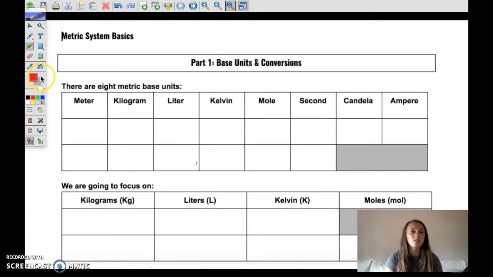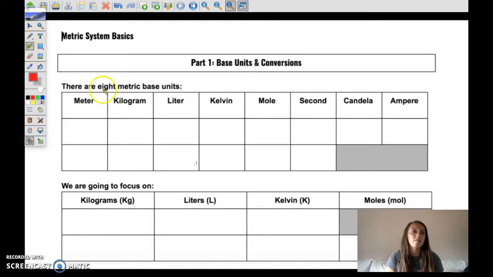So far in your life, you've used the English system. You've used inches, feet, and miles for distance, pounds to describe how heavy something is, and things like ounces to describe how much space an object takes up, or talk about their volume. We've also used Fahrenheit for temperature. But there are so many different things that we can measure, and the metric system allows us to have a common language with the rest of the world.